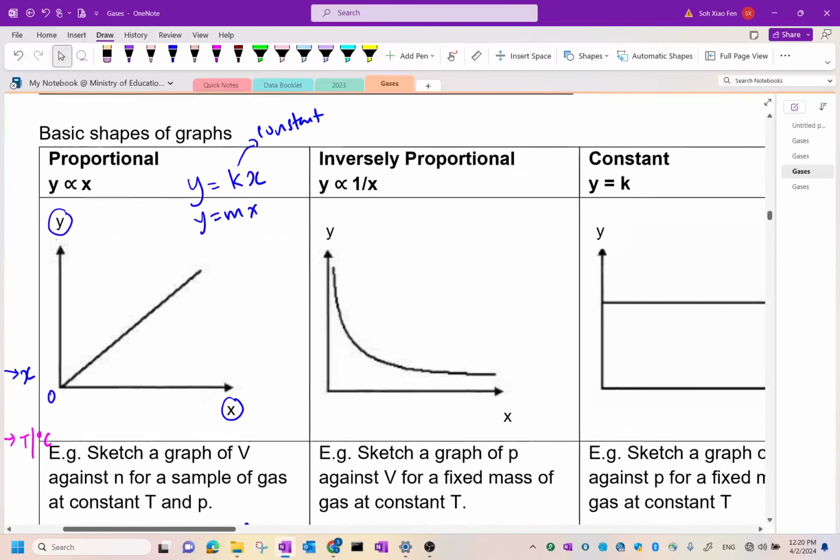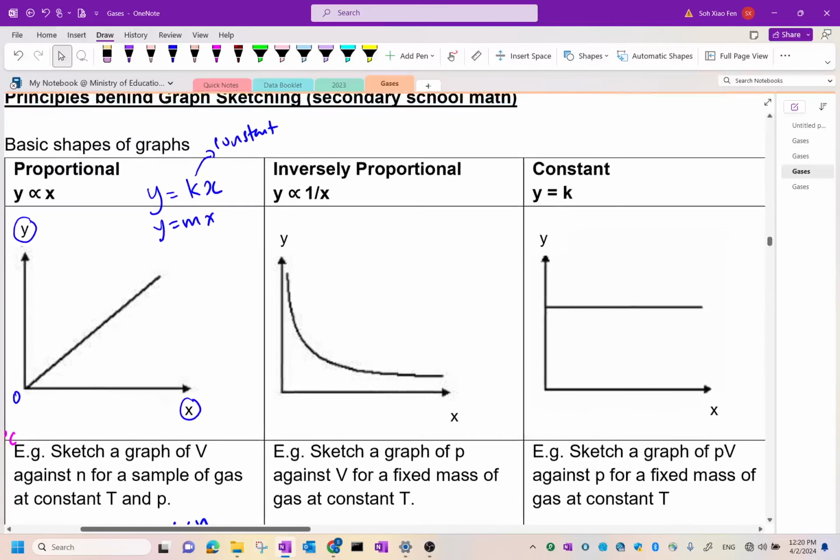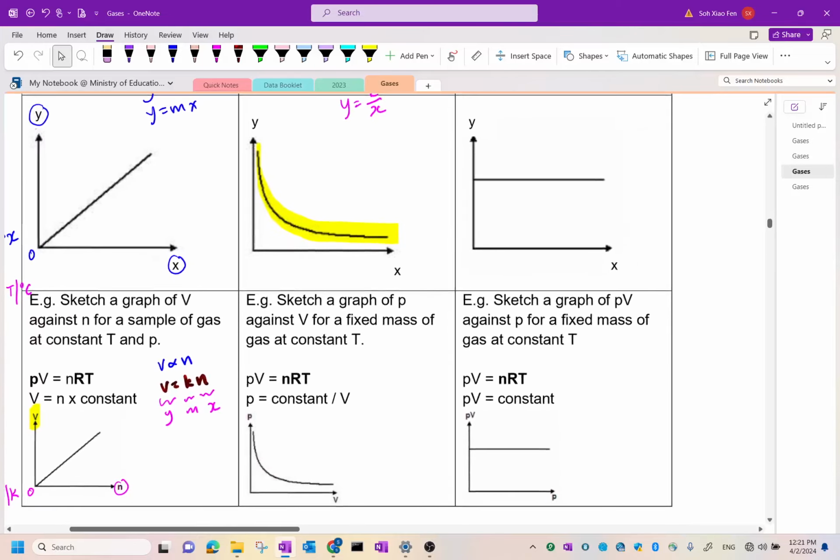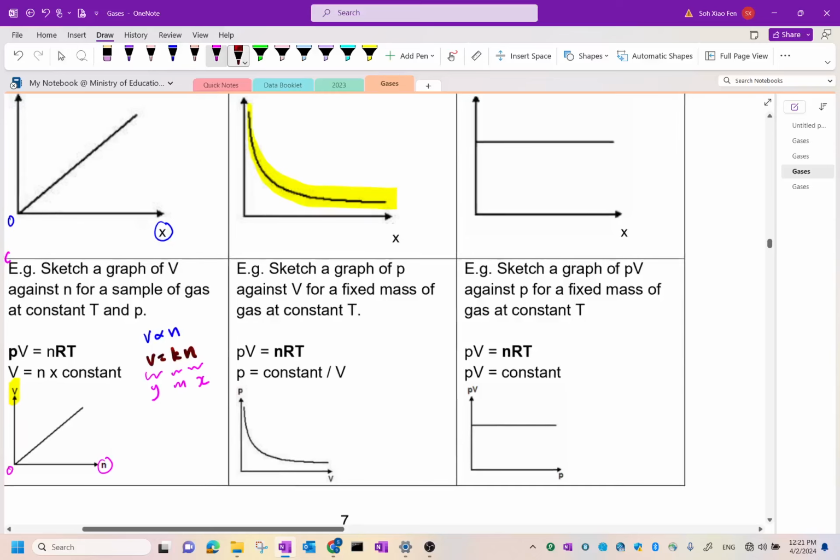Can? Then of course we also have another relationship where y is proportional to 1 over x, or y is inversely proportional to x. This is typically a y equals k over x graph, so you see that y decreases as x increases. This is the example we have seen in Boyle's law. Remember, Boyle's law says that pressure is inversely proportional to volume.